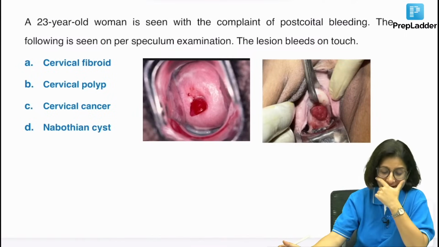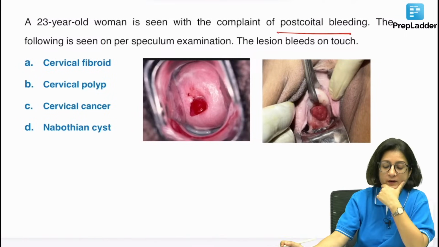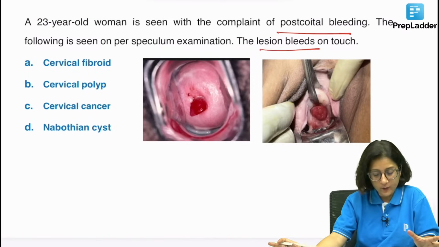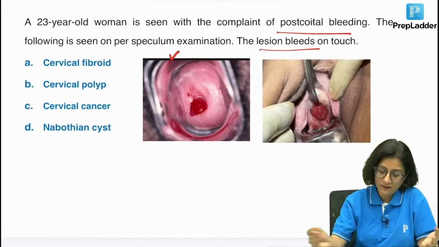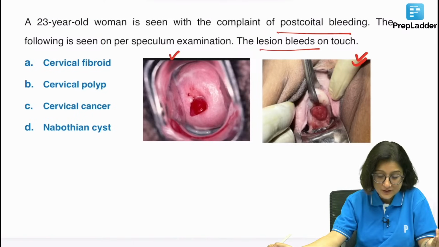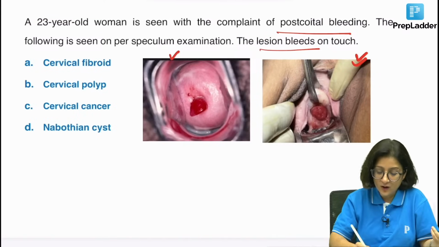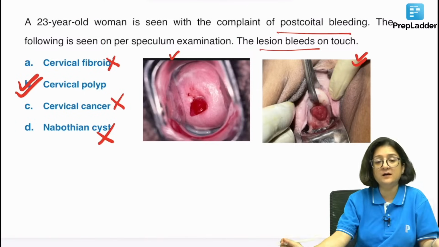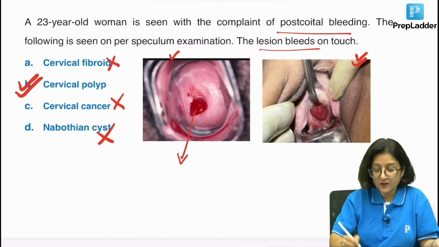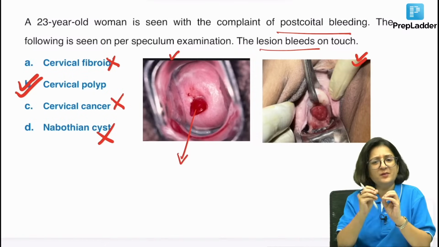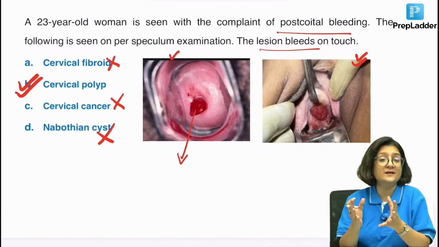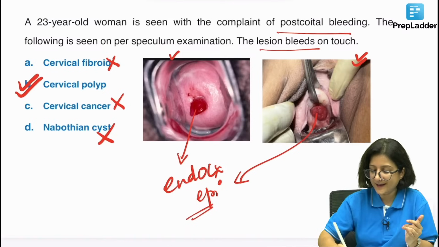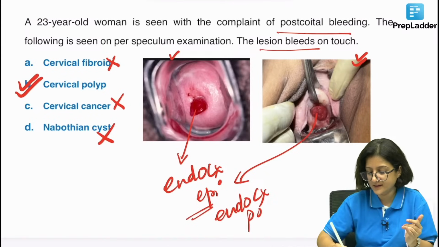Next image, a 23-year-old woman is seen with the complaint of postcoital bleeding. On per-speculum examination, this is the finding, the lesion bleeds on touch. I have two images for you. One is from one of my patients, right? Tell me, what are we seeing here? It's not cervical cancer, it's not a Nabothian cyst, and it's not a cervical fibroid, it is a cervical polyp. Can you see, this is bright red. It can be friable, it will bleed on touch because it arises from the endocervical epithelium. So this is most likely an endocervical polyp.